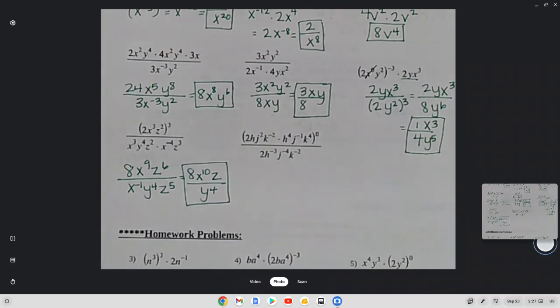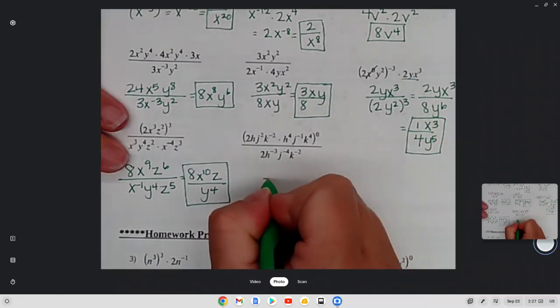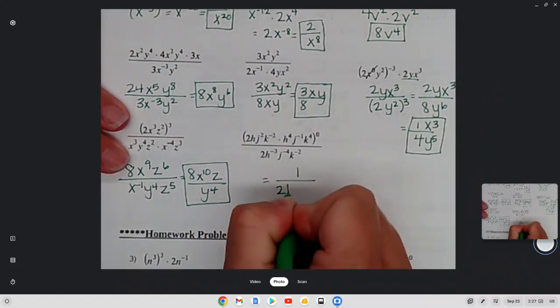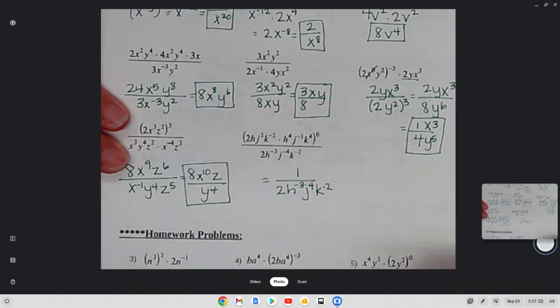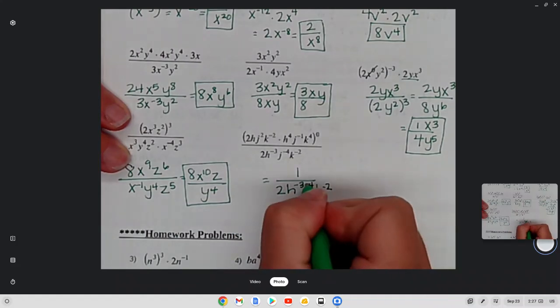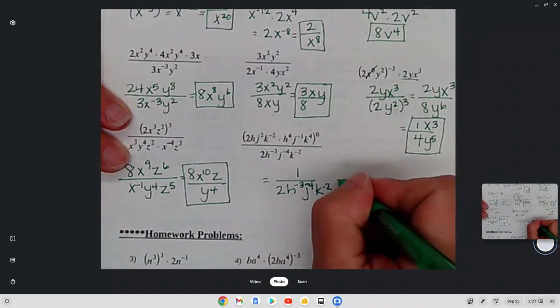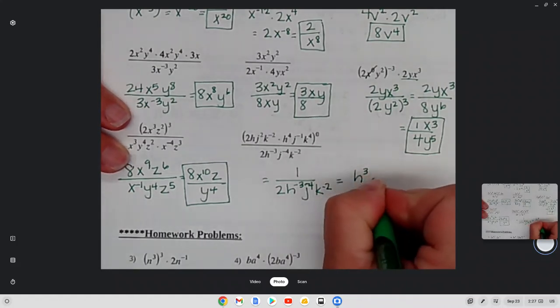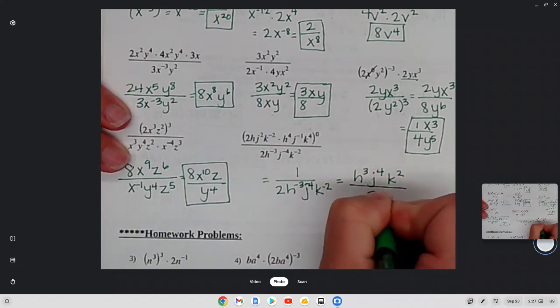Okay, last one. This one looks really complicated, right? Like, holy cow, there's negatives. There's all these letters, everything else. But look, bam. That whole thing is just 1. So we get 1 over 2h to the -3, j to the -4, k to the -2. Oops, that's a -4. Well, it looks like the 2 stays right where it is, but then all of these just get flipped up to the top, right? So we have h cubed, j to the 4th, k squared, all over 2.